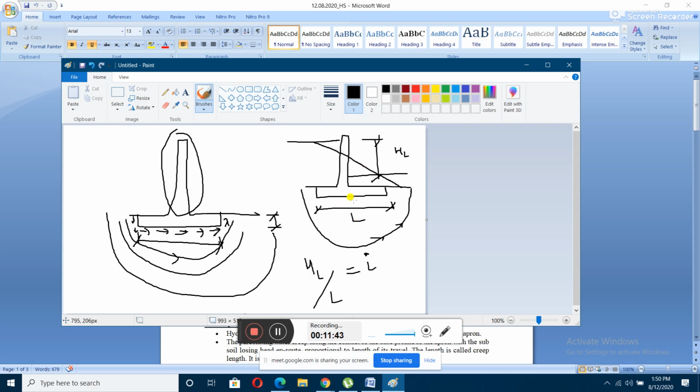Have everybody understood this point? Yes or no? The slope here would be the same, that is I. The slope here also will be the same, that is I. Along your hydraulic gradient line, this particular line is known as HGL, the hydraulic gradient line. Yes or no? Everybody have understood?